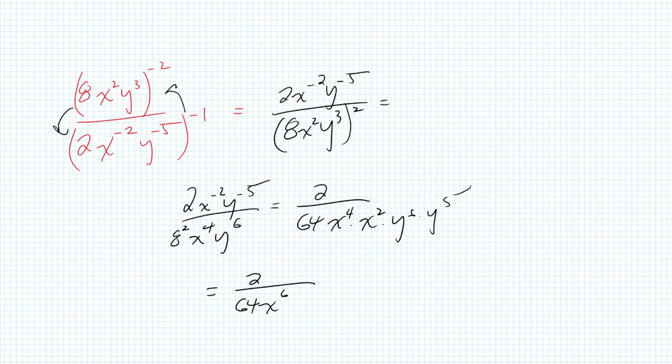And then 2 divided by 64, well, I can simplify that. So I get 1 divided by 32, x to the 6th, y to the 11th. And that's my final answer.